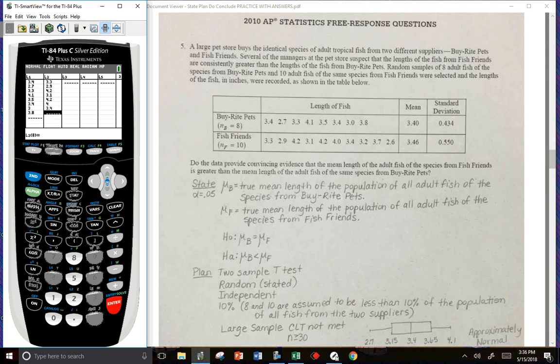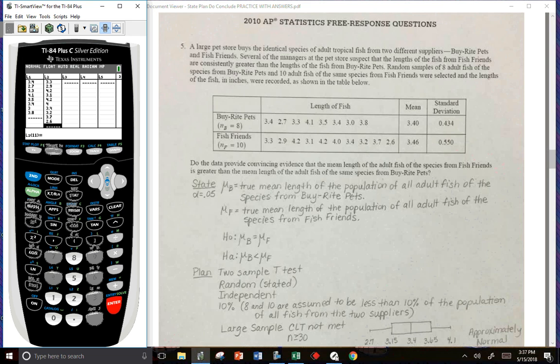Okay, back to this. Ready? Run the test. We're going to go stat, test. What is this? It's a 2-sample t-test. Which one is that? 4. Okay, we have stats or data. We have the data list, right? L1, L2. What's our alternative symbol? It's not equal to. No. It's less than, right?